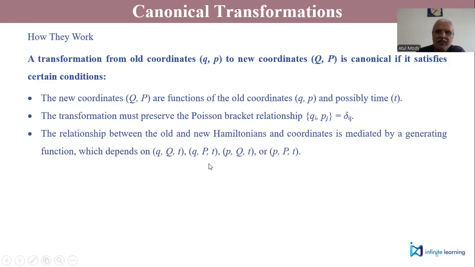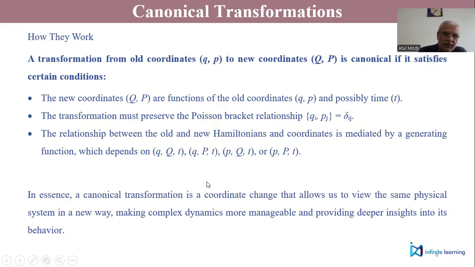But basically, when you use a generating function to transform from the old Hamiltonian to the new Hamiltonian, and from old coordinates to new coordinates, the generating function can be a function of old and new coordinates, or old coordinates and new momenta, or old momenta and new coordinates, or old momenta and new momenta. So it depends on the convenience and need of the problem. In essence, it's a coordinate transformation in phase space, and that allows you to understand the system better.